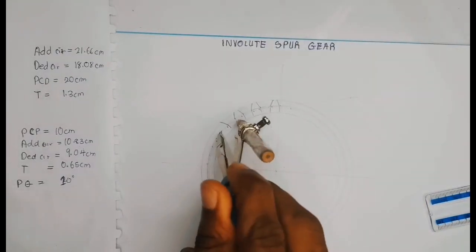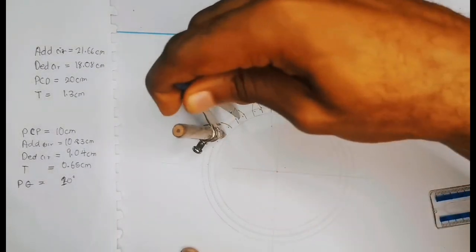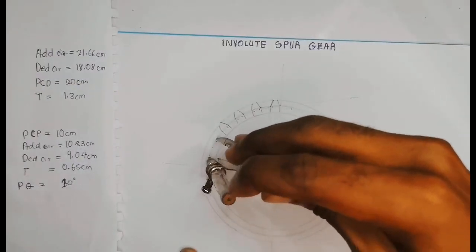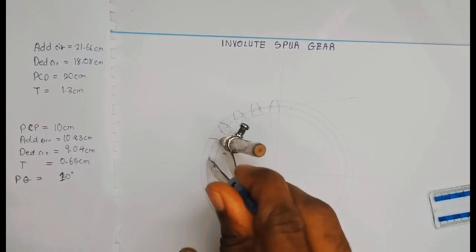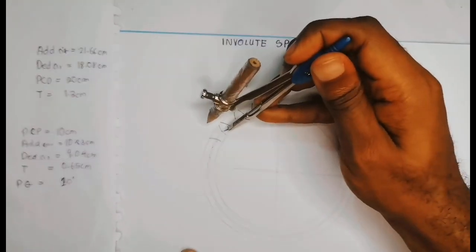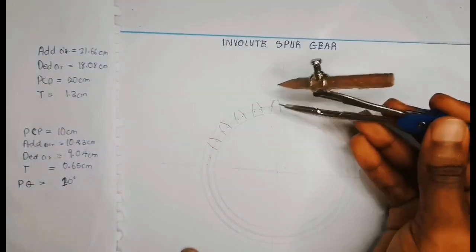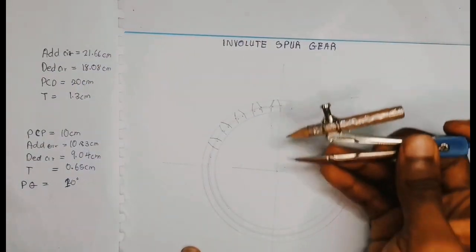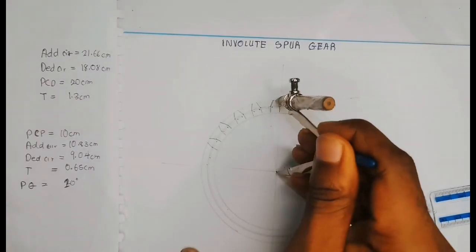And make sure your arcs are thick so they can be visible. Pin here, so draw an arc. Same thing here. Pin back here, cut here, draw an arc. So this is the process. We'll be doing the same thing for the rest of the teeth to get our number of teeth, which is 24.